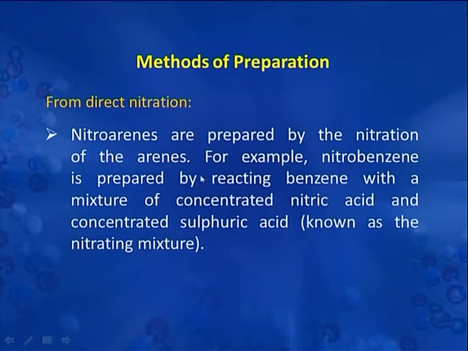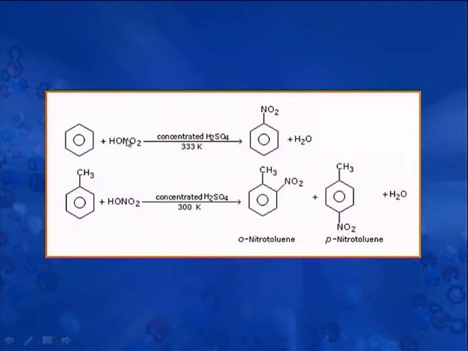Direct nitration of aromatic compounds also produces nitroarenes. For example, nitrobenzene can be prepared by the reaction of benzene with a mixture of concentrated nitric acid and concentrated sulfuric acid. The mixture of nitric acid and sulfuric acid is also known as nitrating mixture. Here you can see that benzene reacting with nitric acid and concentrated sulfuric acid at high temperature forms nitrobenzene. In case of toluene, when it is treated with the same nitrating mixture, we get ortho-nitrotoluene and para-nitrotoluene.